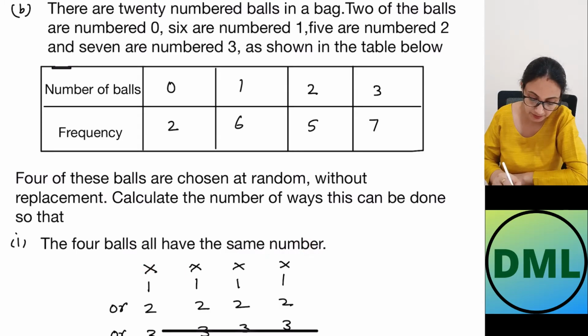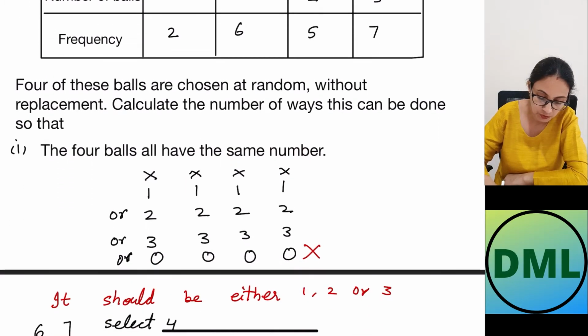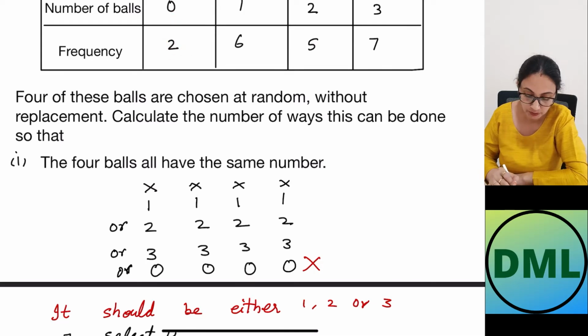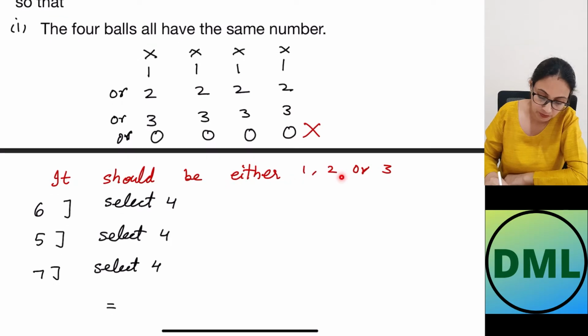So as you can see, I have made 4 crosses here. Either the balls have numbers 1, 1, 1, 1 or 2, 2, 2, 2 or 3, 3, 3, 3 or 0, 0, 0, 0. 0 can't happen because only 2 balls are numbered 0 and you are taking 4 balls, which is not possible. So I cancelled that answer. So it should be either 1, 2 or 3.